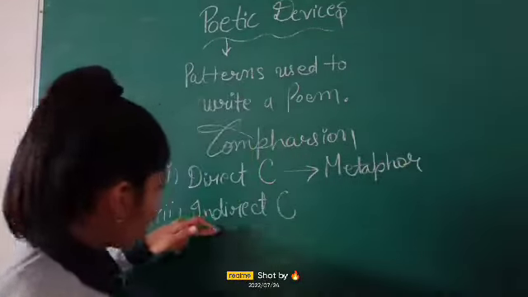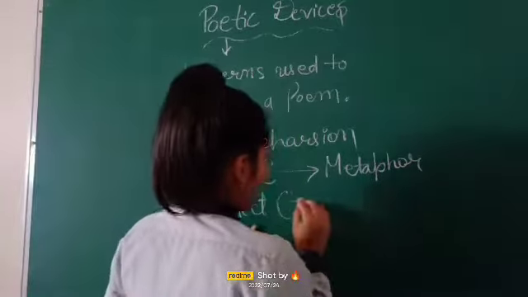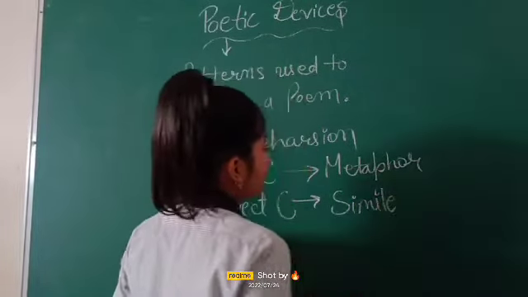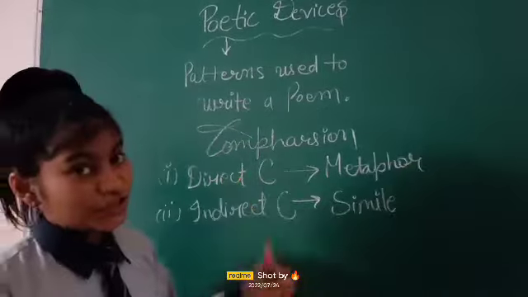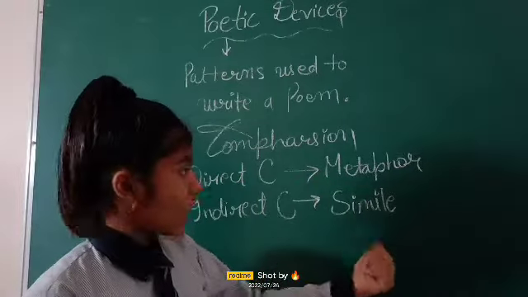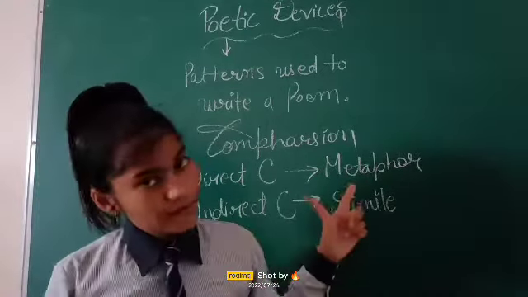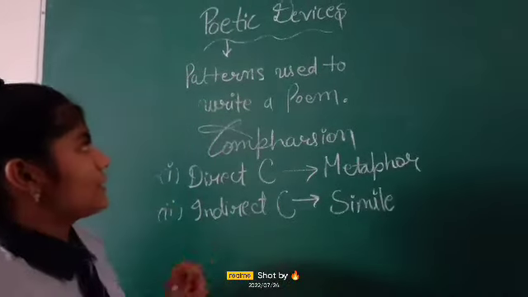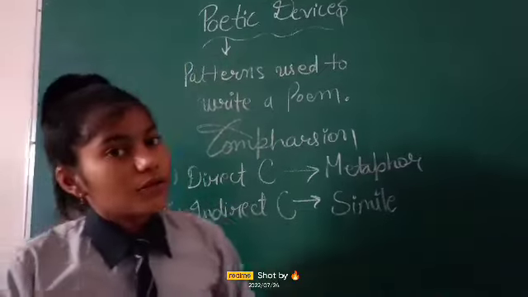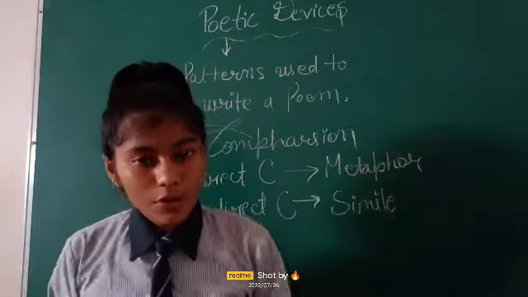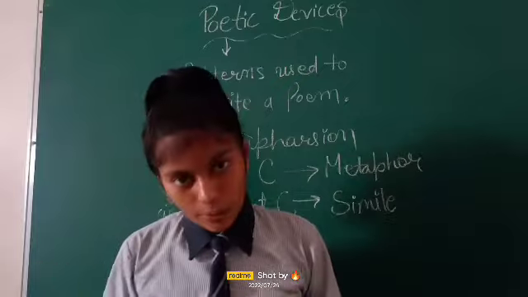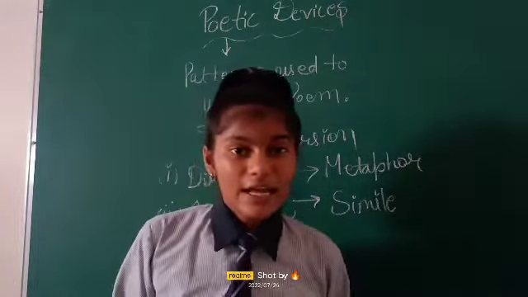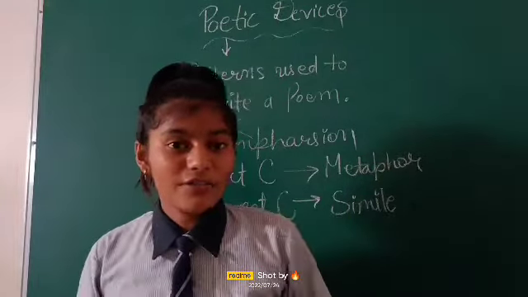And in indirect comparison, we have the simile. Sometimes they also get interchanged: for direct comparison we have simile, and for indirect comparison we have metaphor. Now, what are these terms? Firstly, poetic devices are those terminologies which we use to write a poem. Then we have comparisons which are of two kinds, direct and indirect. We have for them metaphor and simile.